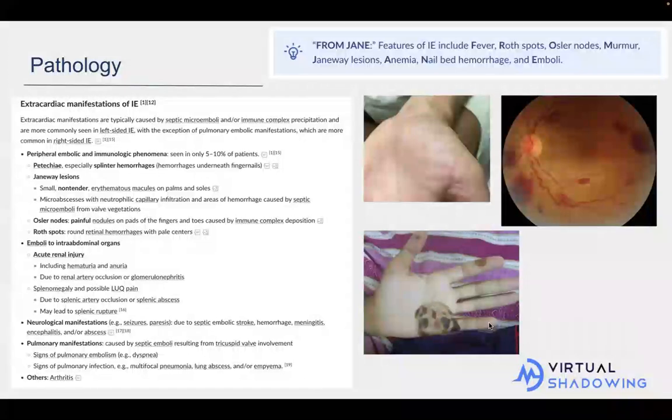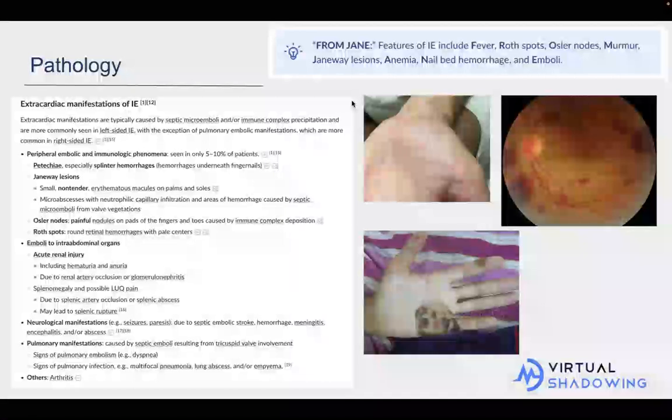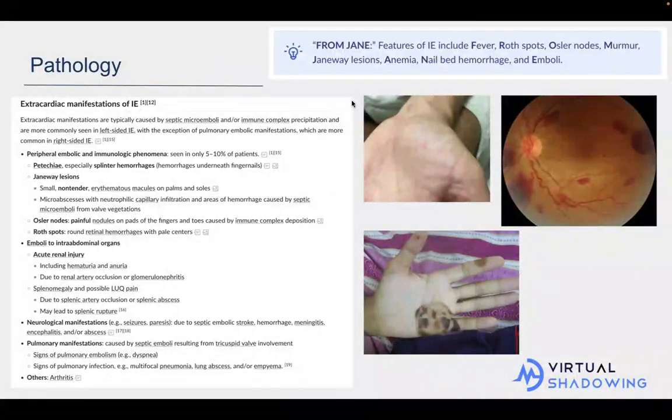These are some cool physical exam findings, which you would definitely see in an exam when you're studying for Step and things. So these are some classic lesions that we see. We use the mnemonic from Jane for these. Basically, the pathophysiology for all of these is the same: the Roth spots, the Janeway lesions, the Osler nodes.